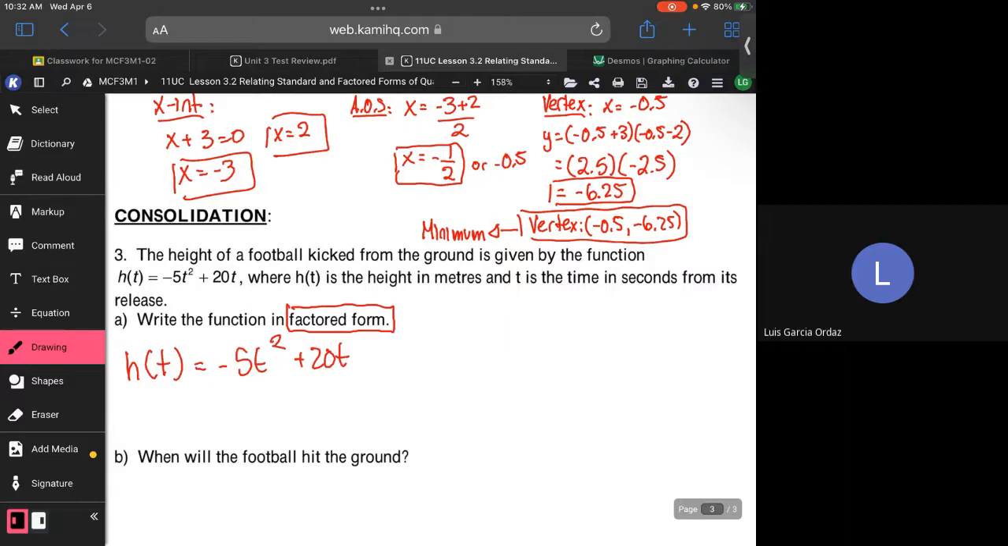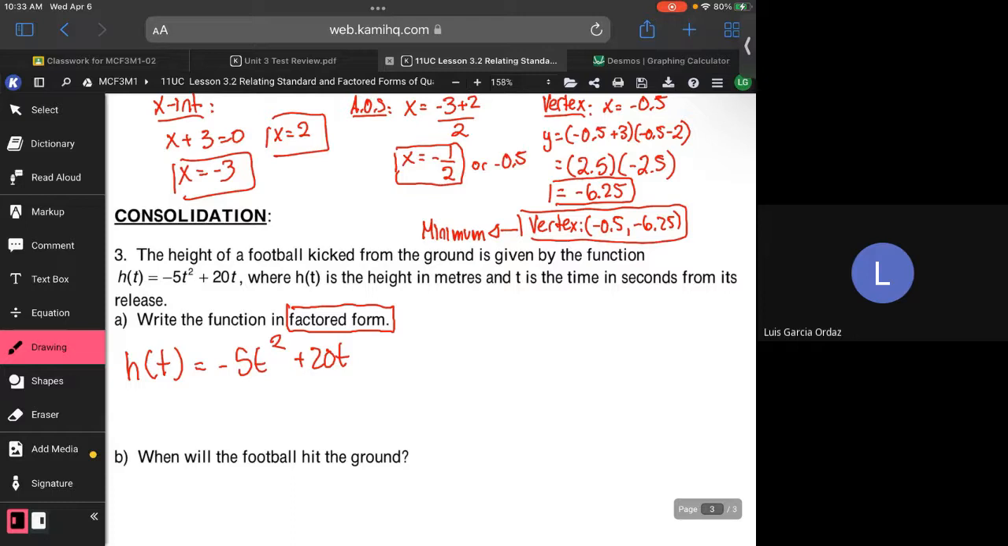What if it were positive 5t squared minus 20t? You factor out just positive. Okay, got it. So the number in front of the t squared or the x squared tells you what sign to factor out. So in this case, if it's a negative in front of the t squared, factor out a negative. If you have a positive in front of t squared, factor out the positive number.